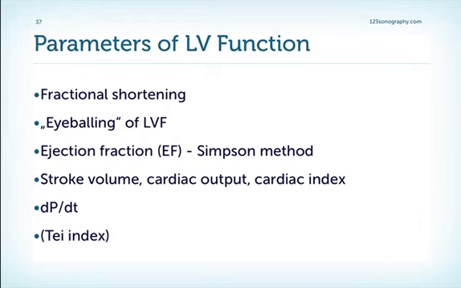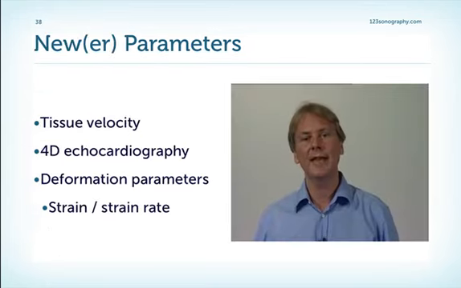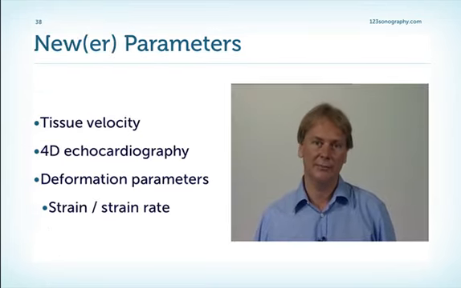But let's now see which parameters are available for the quantification of left ventricular function. Fractional shortening, eyeballing and estimation of left ventricular function, calculations of ejection fraction using the Simpson method, calculations of stroke volume, cardiac output and cardiac index, contractility measurements using dP/dt, and the TEI index. These are the standard parameters we use in everyday clinical practice.